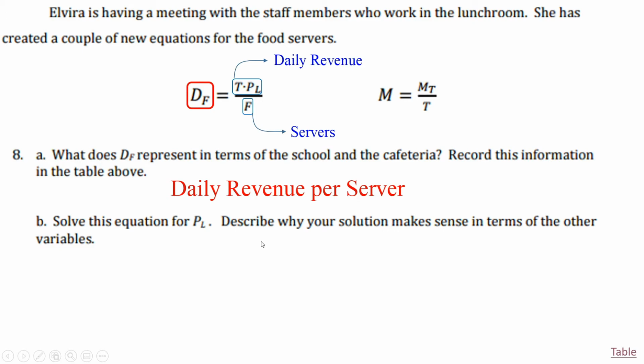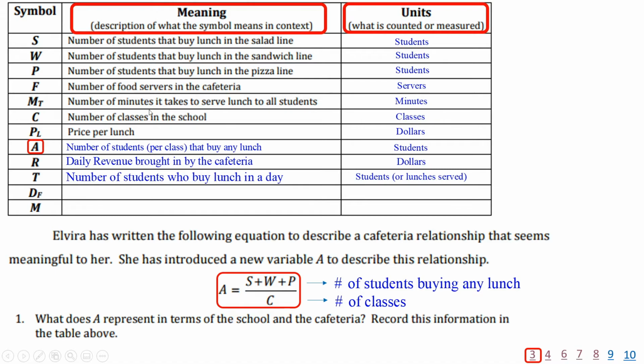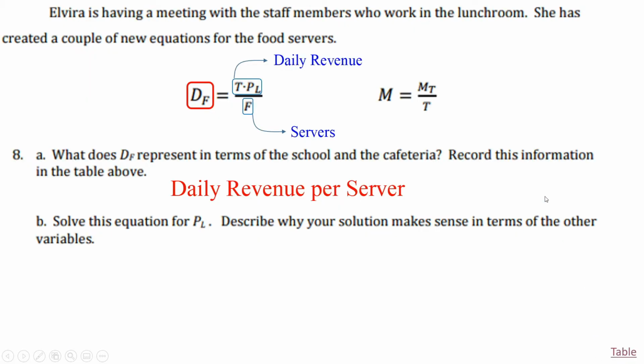Now, we probably better put that in the table. Daily revenue per server, and revenue, that's in dollars. Man, we're almost done with this table. And what was that, number 8 or number 9? Yeah, number 8. Okay. Solve this equation for P sub L. So we've got to take this complicated equation right here and solve it for the price per lunch. Describe why your solution makes sense in terms of the other variables.